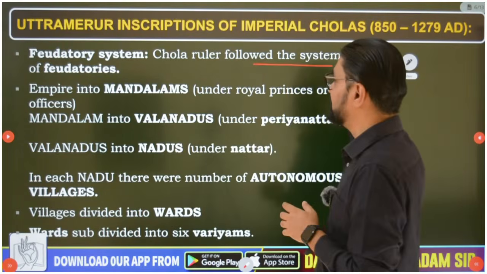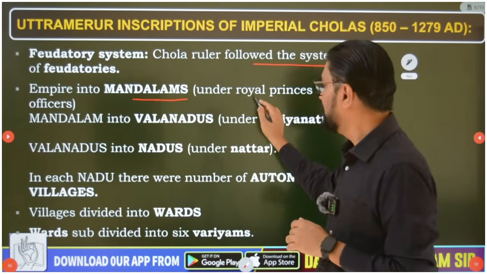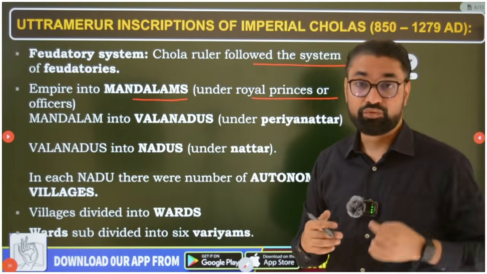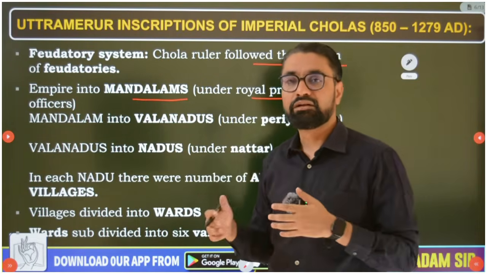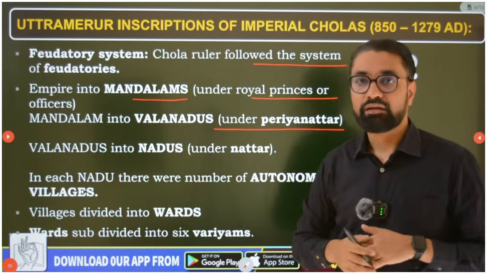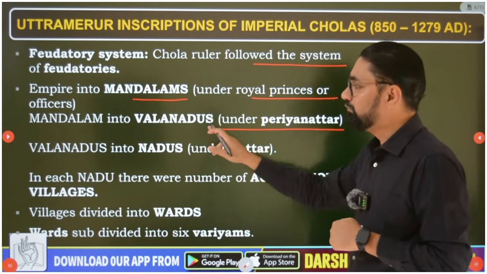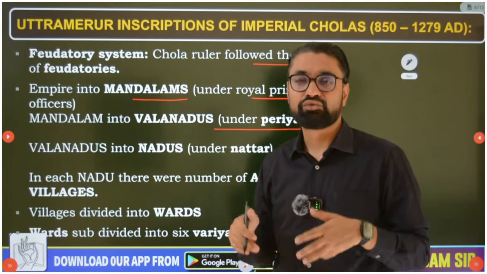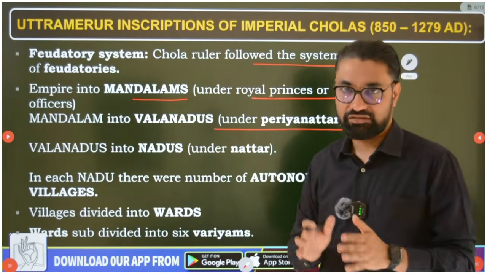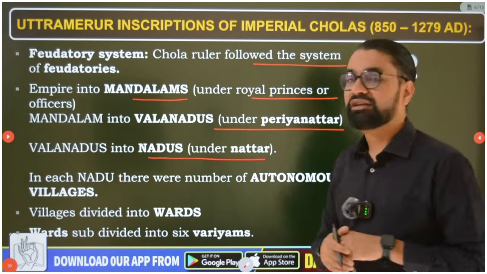The Chola rulers followed the system of feudatories, where their empire was divided into mandalams under royal princes or officers. In today's context, we can say mandalams were like state governments. Then mandalams were divided into Valanadus, under the Periyanattar. In today's context we can call Valanadus divisions. So there is a nation, then a state, then divisions in a state. These Valanadus were again divided into nadus, that is, districts.